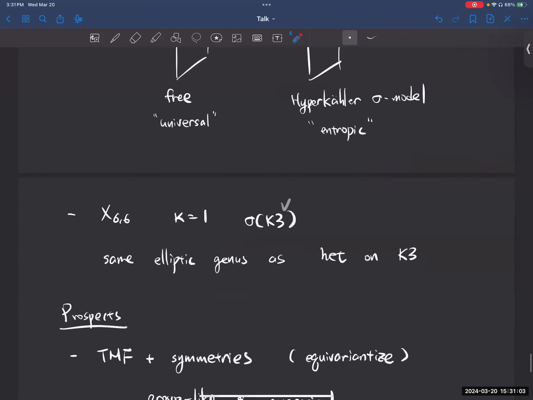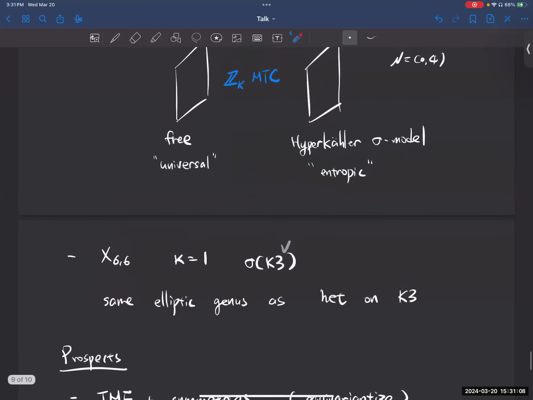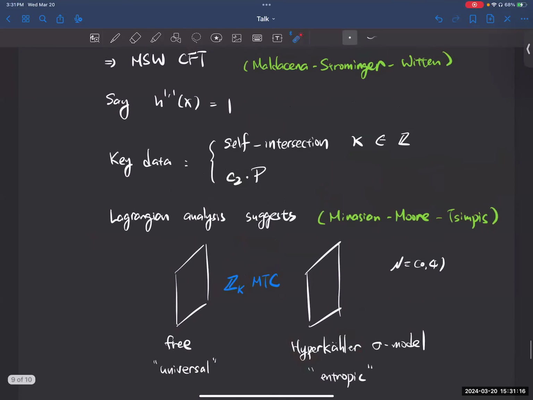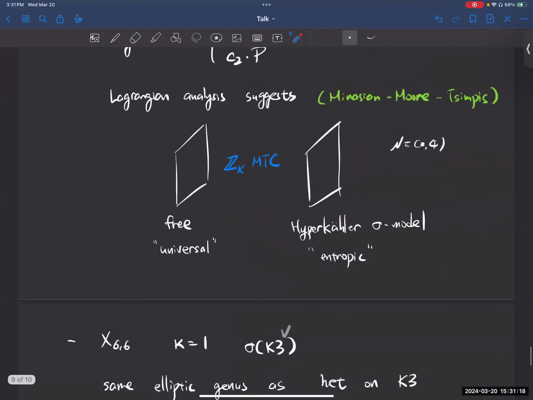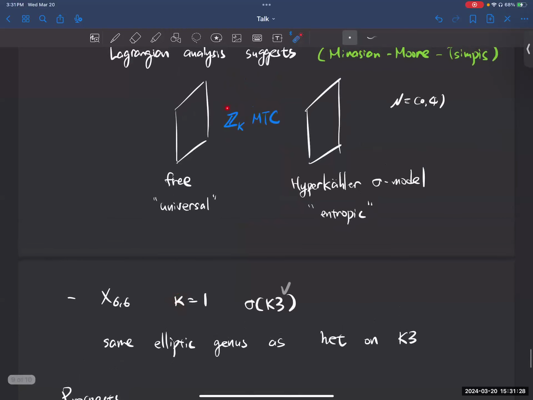So a very simple example here is what's known as X66. It's one of the one parameter Calabi-Yaus that have self-intersection number 1. And there's a formula for the dimensionality of the hyper-Kähler manifold in terms of these two numbers. And it turns out that it has to be K3. So it's a K3 base with some holomorphic vector bundle. And the fact that kappa is 1 means that actually the MTC in the middle is trivial. So it's just a product. It's just stacking some free bosons and fermions with a hyper-Kähler sigma model, right?